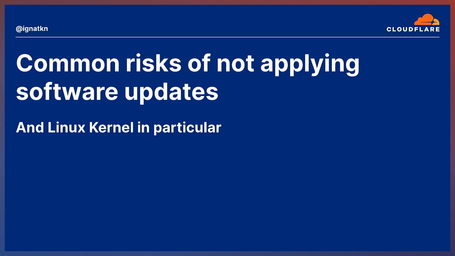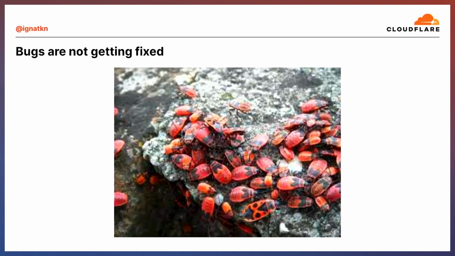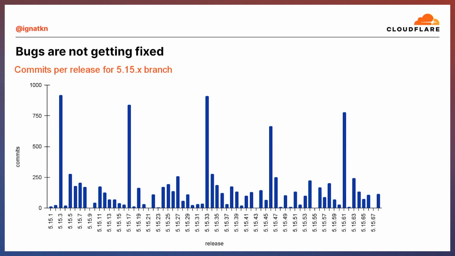Well, if you don't apply updates, the bugs are not getting fixed, right? So you have bugs, and how many bugs? Well, this is the graph I updated today, actually. If we take the Linux 5.15 branch, which is the latest Linux long-term release branch we're using in production now, and I'll be talking about Linux kernel release procedures somewhere in the future, they usually make weekly patch releases. And this is the number of fixes getting into each release weekly, right?